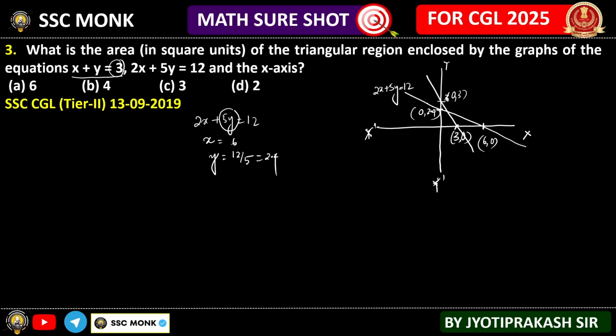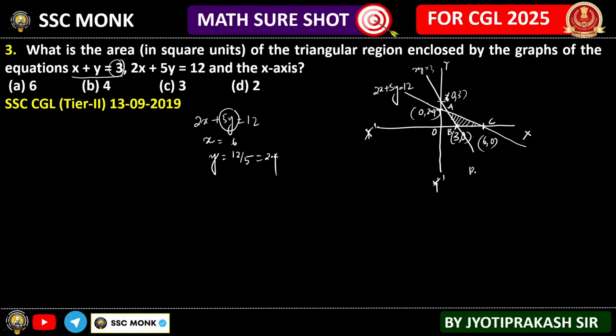It is saying, what is the area of the triangular region enclosed by x plus y is equal to 3, 2x plus 5y is equal to 12, and x is 6? That means it is talking about this line. Yes or no? This is the triangle it is talking about. Now let's say this point is A, this point is B, this point is C. Clear? Now see, in this particular triangle, let's say this is O.